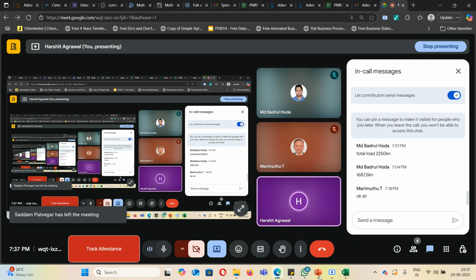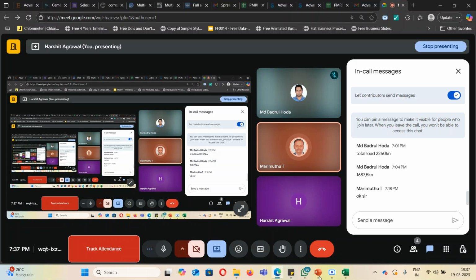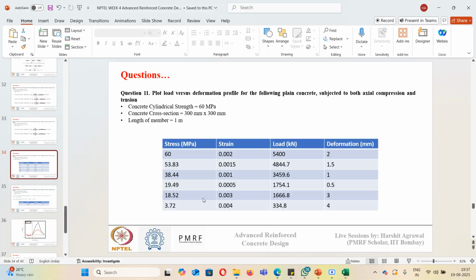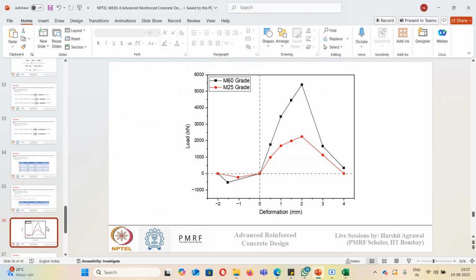Any doubt in this question? How do we plot the load versus deformation? Okay, so if you see these two in comparison, just ignore these 2 points. This will be like here, not here. I did it by mistake.